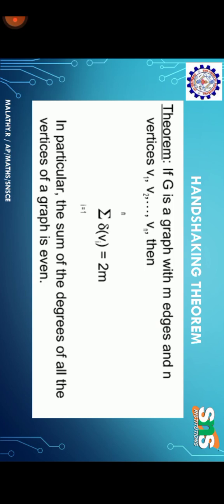Next one is handshaking theorem. This is an important theorem: if G is a graph with m edges and n vertices v1, v2, etc., vn, then the summation of degree of vertices equals 2 times the number of edges. That means, in the graph, the total of the degrees of the vertices is equal to 2 times the edges. That is the theorem. In particular, the sum of the degrees of all the vertices of a graph is even.